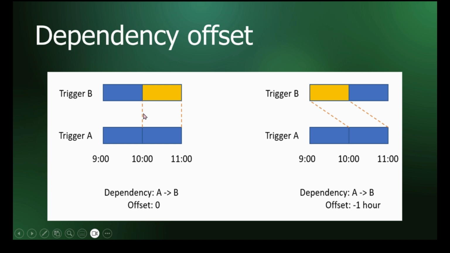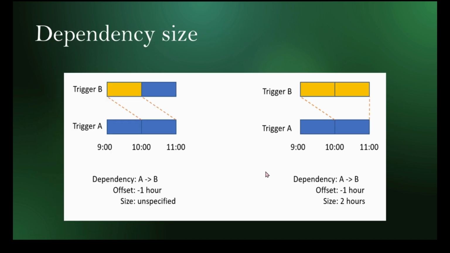That means trigger B and trigger A both start execution at the same time, but trigger A will wait for the successful execution of trigger B. Once it is executed successfully, then only trigger A's 10 to 11 window will be executed. And see the second figure, the 10 to 11 window is also depending on trigger B, but the window will be 9 to 10. That means the offset is minus 1 hour. You understand, right? So the next one is dependency size.